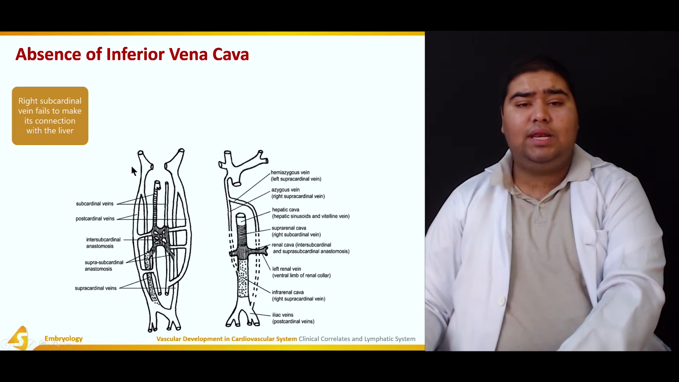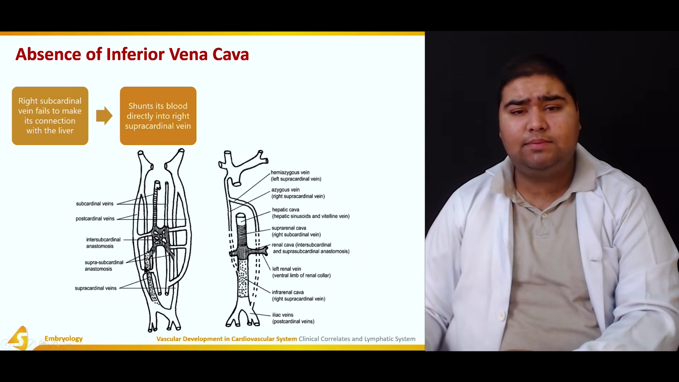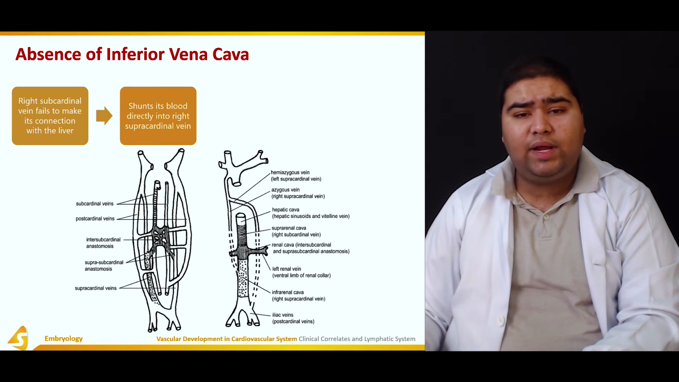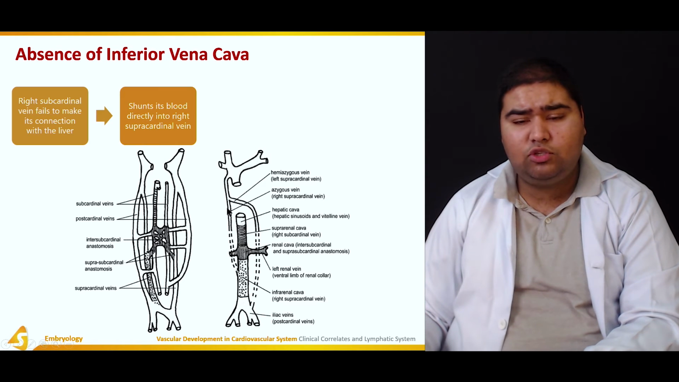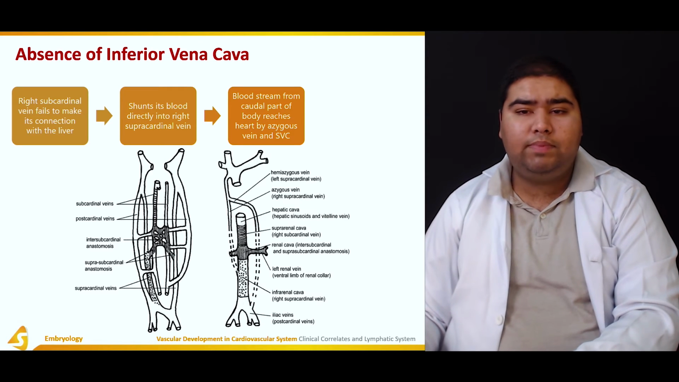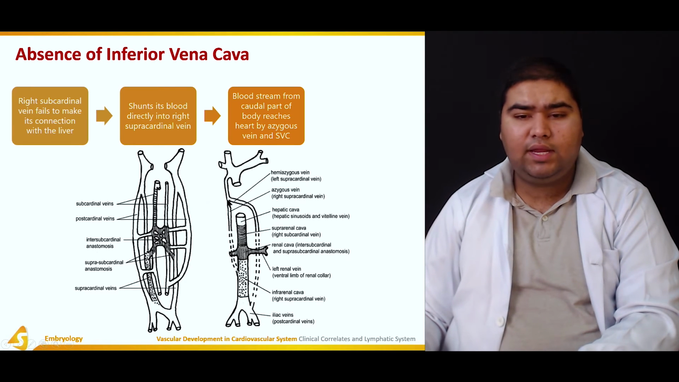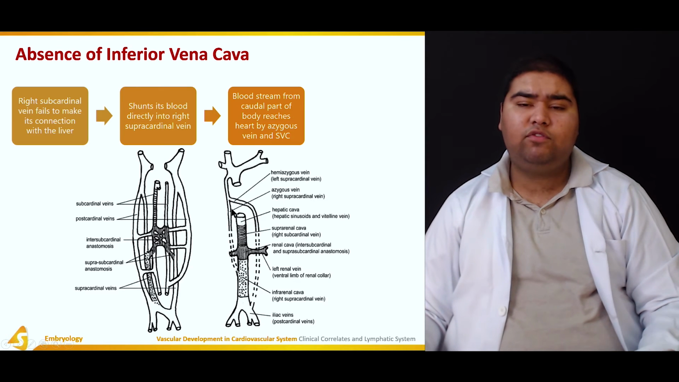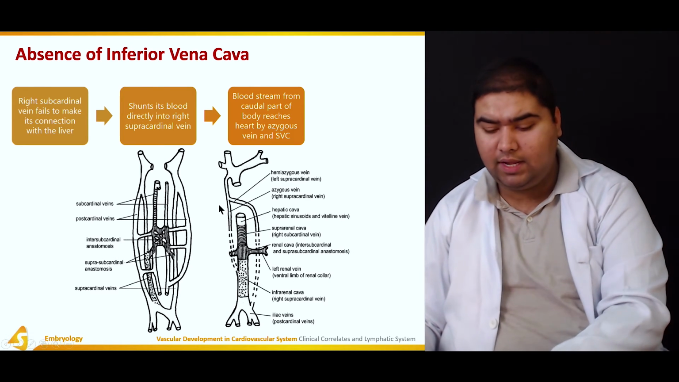So the connection between the liver and the right subcardinal vein does not form. As a result, it shunts blood directly into the right supracardinal vein. So now the blood stream from the caudal part of the body reaches the heart by the azygous vein. So the azygous vein, this is the azygous vein, it is responsible for carrying the blood from the distal part of the body directly to the superior vena cava.